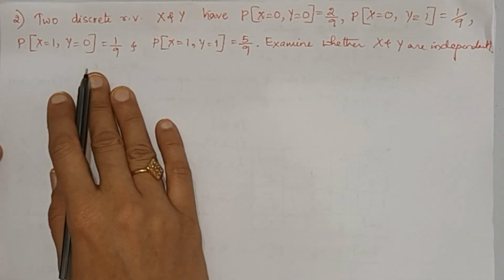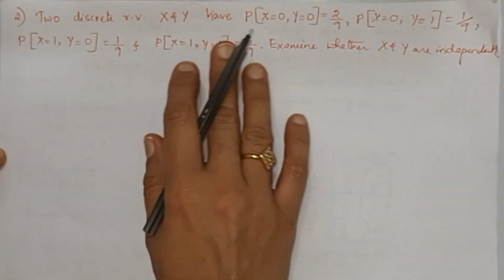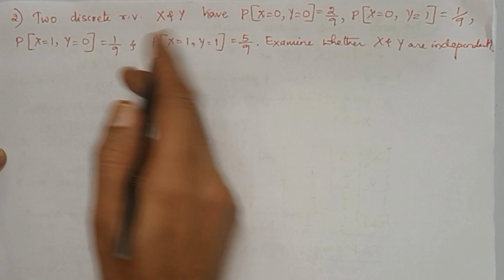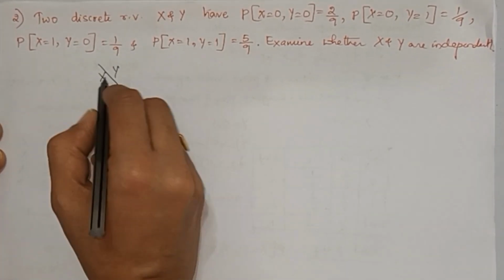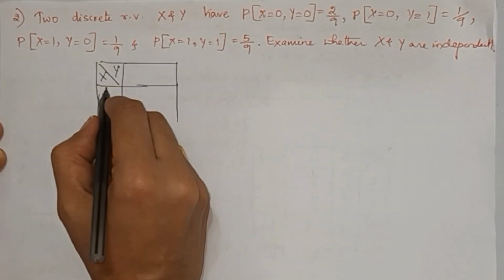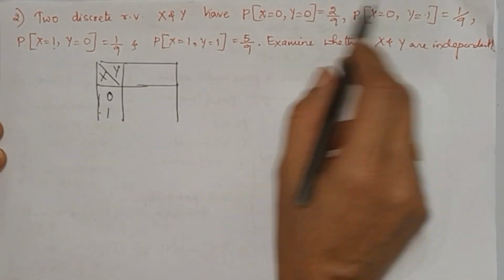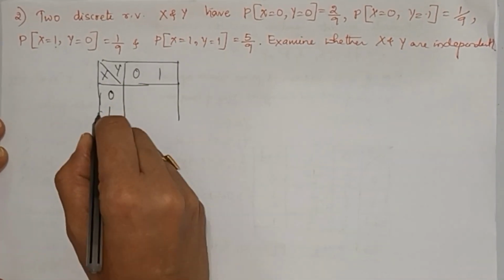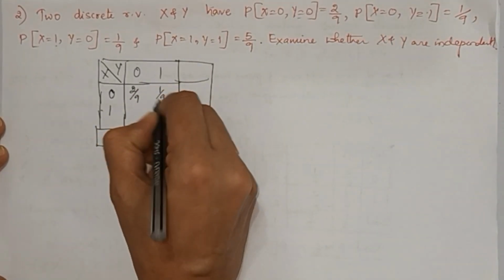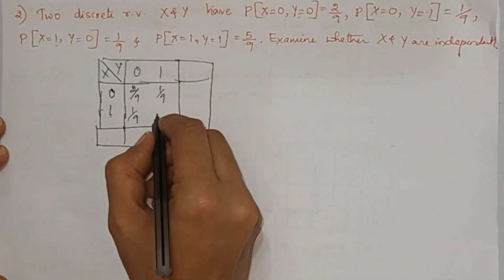Now here is one more problem. Two discrete random variables x and y have this given joint probability. You have to check whether these two random variables are independent. So first let me write the joint probability distribution table as per the given data. X takes the values 0 and 1. Y takes the values 0 and 1. X is 0, y is 0, it is 2 by 9. X is 0, y is 1, 1 by 9. X is equal to 1, y equal to 0, 1 by 9. X is 1, y is also 1, 5 by 9.